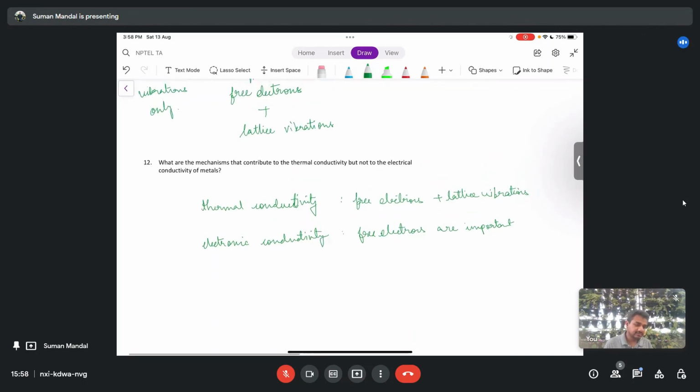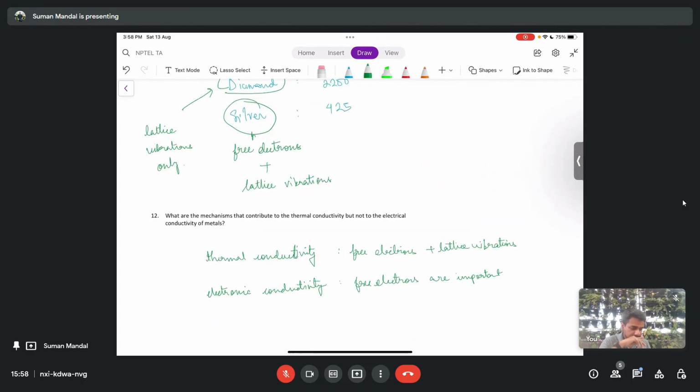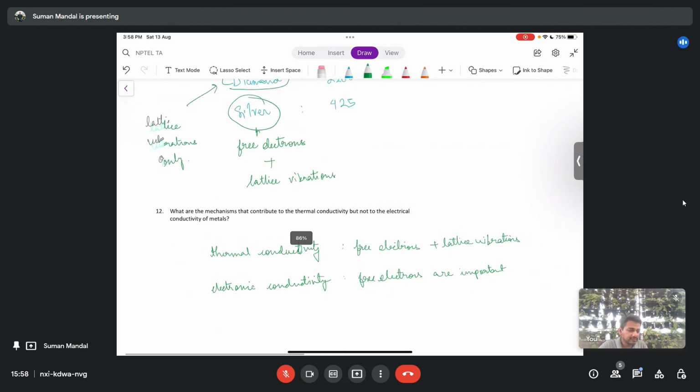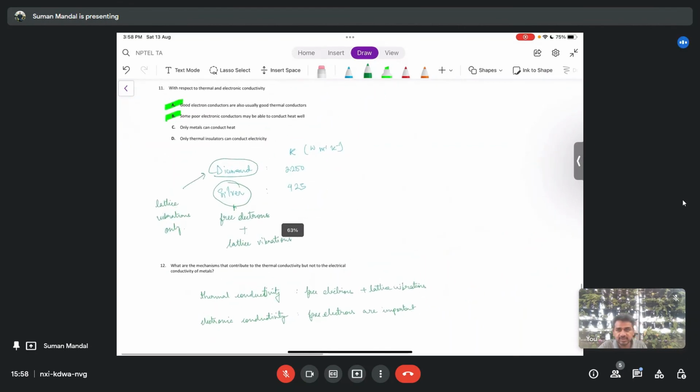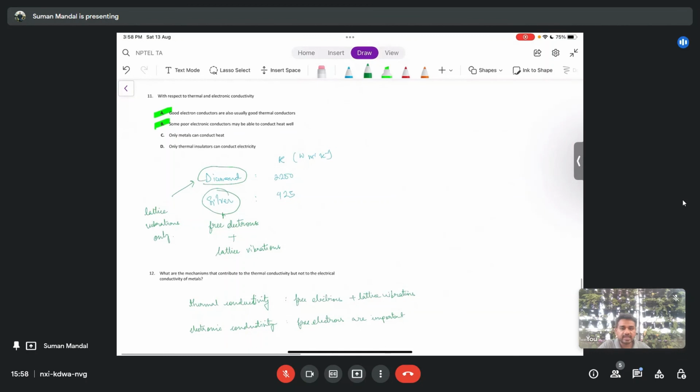Sir, is the statement we are making at room temperature? No, it is applicable at all temperatures. But if, let's say, there is a change in phase of the material, then the mechanism might change. Okay, so I've combined these two questions together to say that the mechanisms for electronic conductivity may be different from the thermal conductivity.